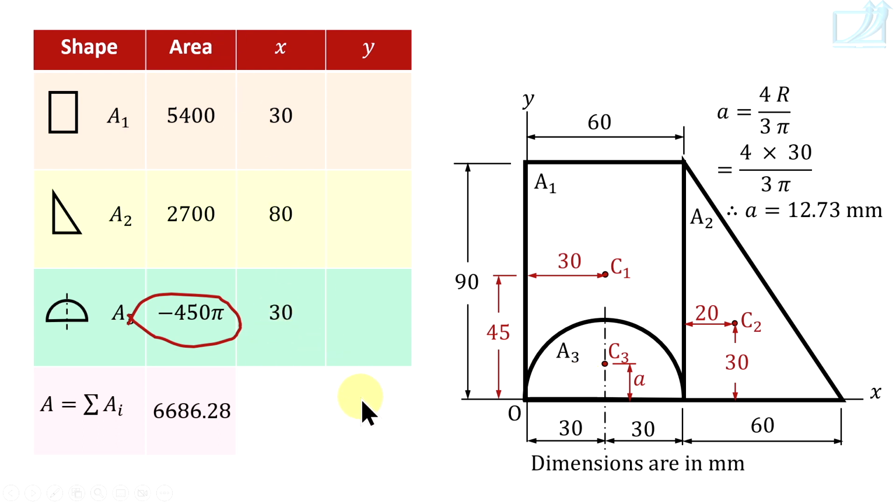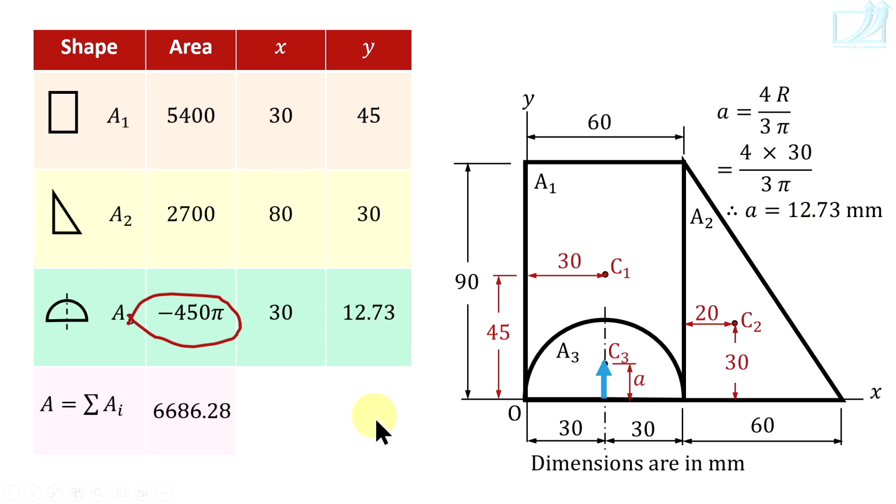Now let's write the y coordinates. Vertical distance of C1 from the x-axis. When you write the y coordinate, be sure where the x-axis is, and then you start writing the coordinate. So the vertical distance of C1 from the x-axis, that is the y coordinate, is 45. The vertical distance of C2 from the x-axis, that is the y coordinate of C2, is 30. All centers are above the x-axis, so all y coordinates are positive. So the vertical distance of C3 from the x-axis is, in the sense, 12.73 millimeters.